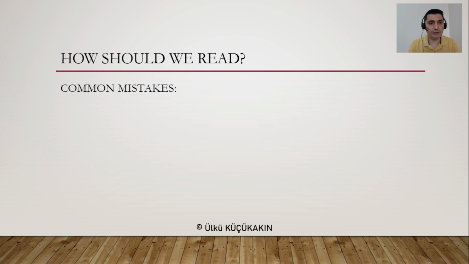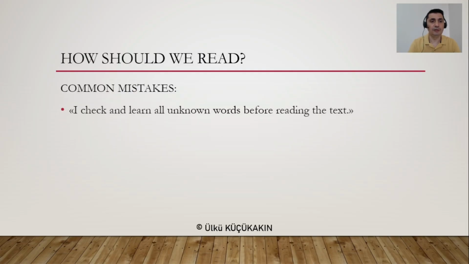So firstly, what I come across in my classes is some students say, I check and learn all unknown words before reading the text. Some students really sit down and underline all the vocabulary items that they don't know before reading the text. They look up their meaning in a dictionary, okay? And then they start doing the reading. This is a common mistake, everyone. You should not be doing this. First of all, you don't need all the vocabulary items in that text.